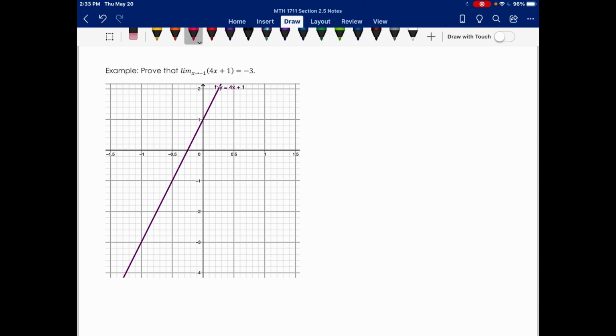Okay, let's look at the second example. We're going to prove that the limit as x approaches -1 of the function 4x plus 1 is equal to -3. So let's do some scratch work to find our delta. So we are going to take our function and our limit and plug it in and then manipulate it so that we can find our delta.